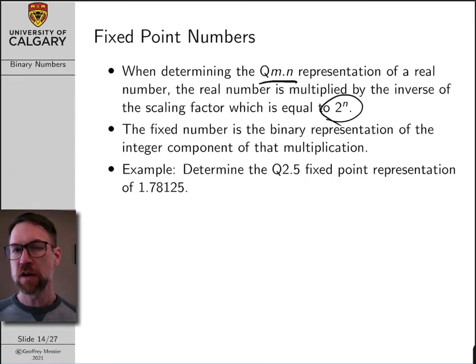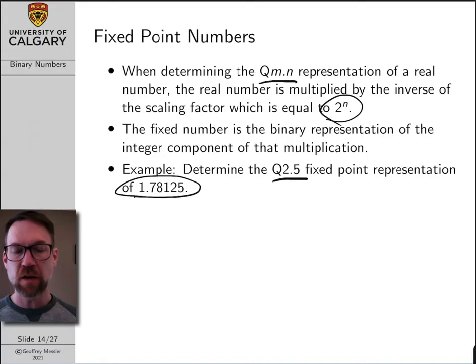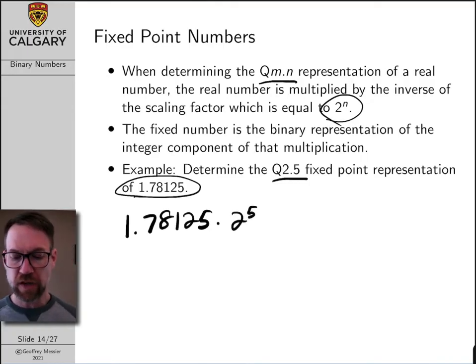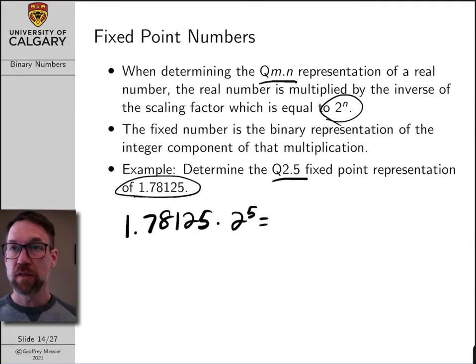It's kind of hard to say in general, but it's way easier to illustrate with an example. So let me show you. What we want to do is figure out the Q2.5 fixed point representation of this real number. The first thing we do is take our desired real number and multiply it by the inverse of the scaling factor. So we take 1.78125 and multiply it by 2 to the 5, which is the inverse of the scaling factor. And again, 5 is the number of bits we've allocated for the fraction in our fixed point number. The result of this multiplication is 57.